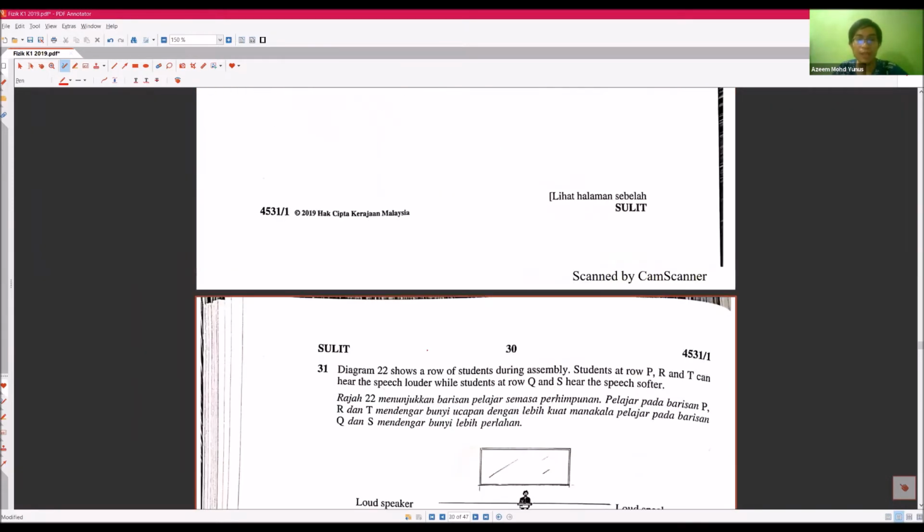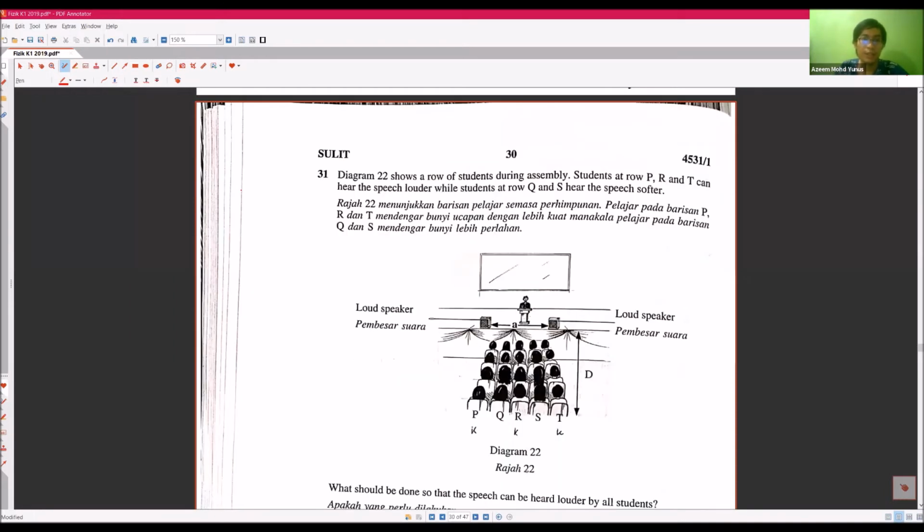Number two. So wave interference. Diagram 22 shows a row of students during assembly. Students at row P, R, and T can hear the speech louder, while students at row Q and S hear the speech softer. So louder and softer means they have node and anti-node.